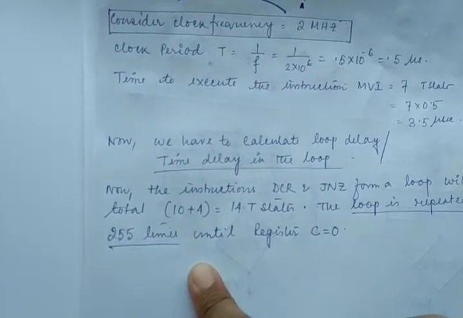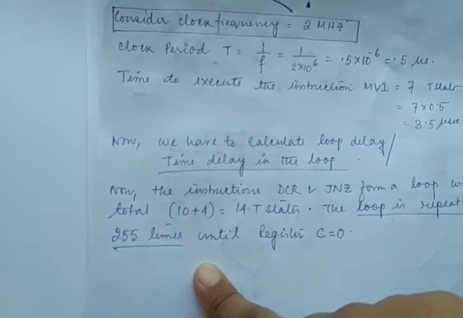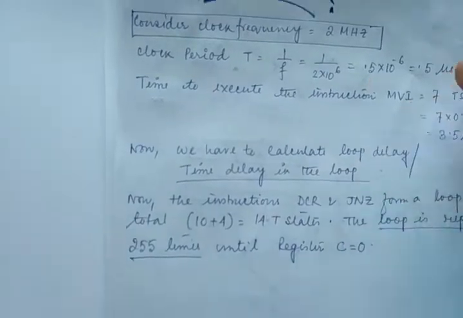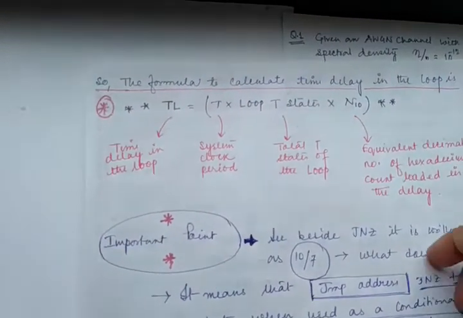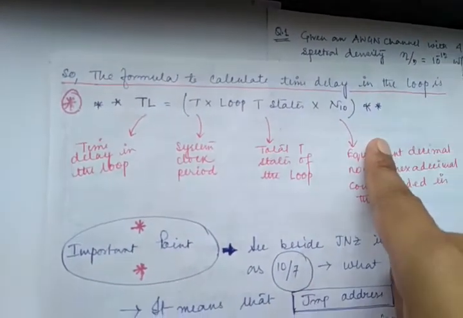And how will you calculate? I will show you later how we can convert from hex to decimal. Okay, now coming to the latter part, that is time delay, right? So the time delay formula is T into loop T states into N10, right?